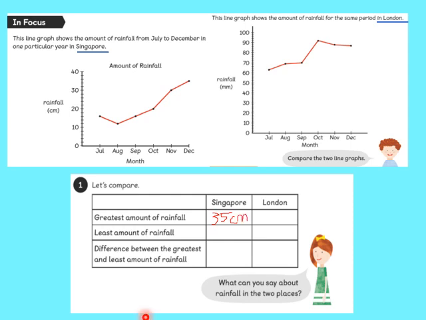So let's have a look at London. Which do you think is the greatest amount of rainfall in London? Again, if we look at the line graph, we can see the highest point is here in October, so that's our greatest amount. And if I look across to my scale here, I think that takes us to about 92. Now, don't forget, the London graph is in millimetres. That's 92 millimetres.